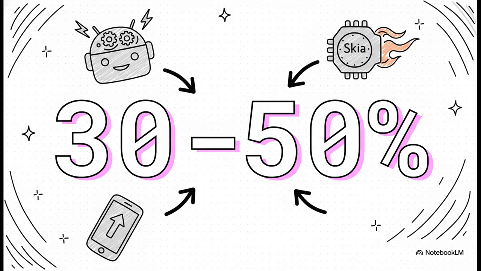When you combine a powerful rendering engine like Skia with other modern Android tricks like baseline profiles, you're looking at a potential code execution speed boost of 30 to 50%, right from the very first time the user launches your app. That's a total transformation of the user experience.